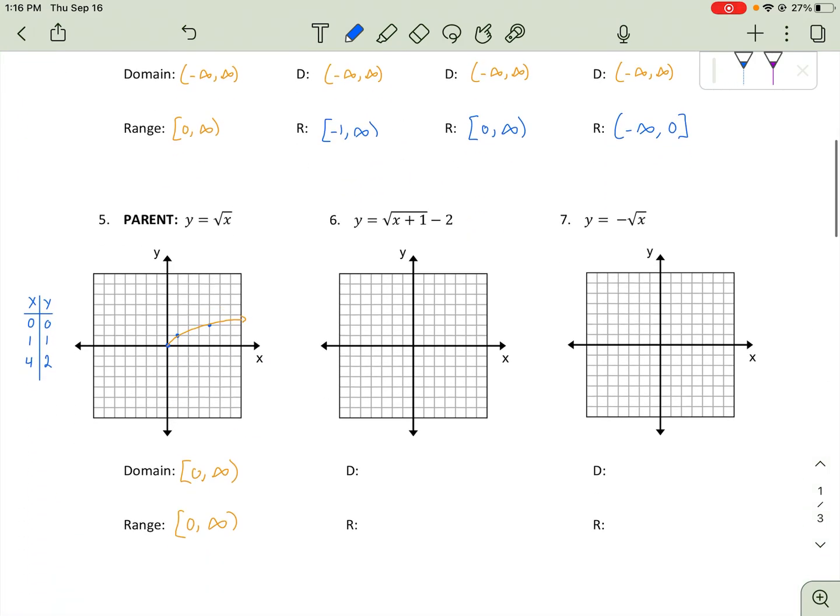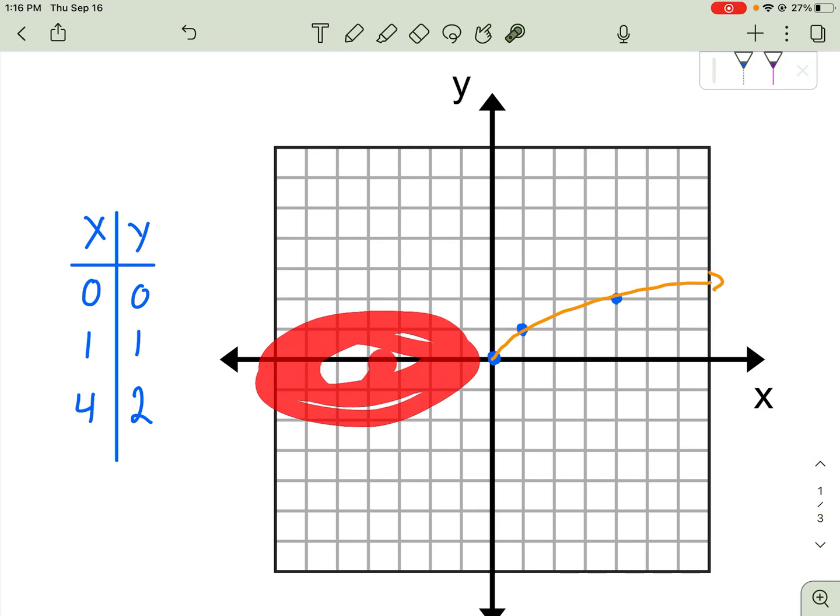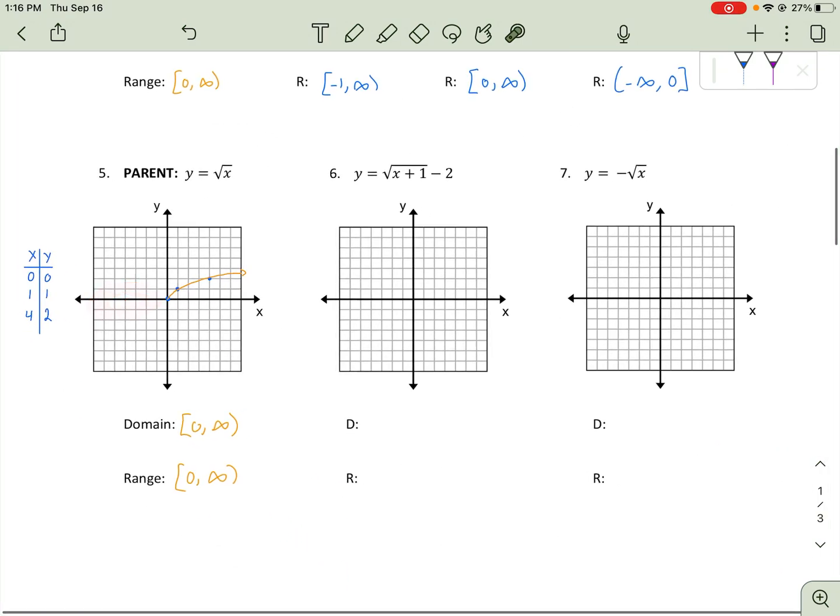Now let's look at the square root function. Remember our table here, we choose numbers that we know how to find the square root of, and you have to choose positive numbers for x or 0. You can't square root negative numbers. That's why there's no graph over here. No x values that are less than 0. That's why our domain is 0 to infinity. Our range is also 0 to infinity.